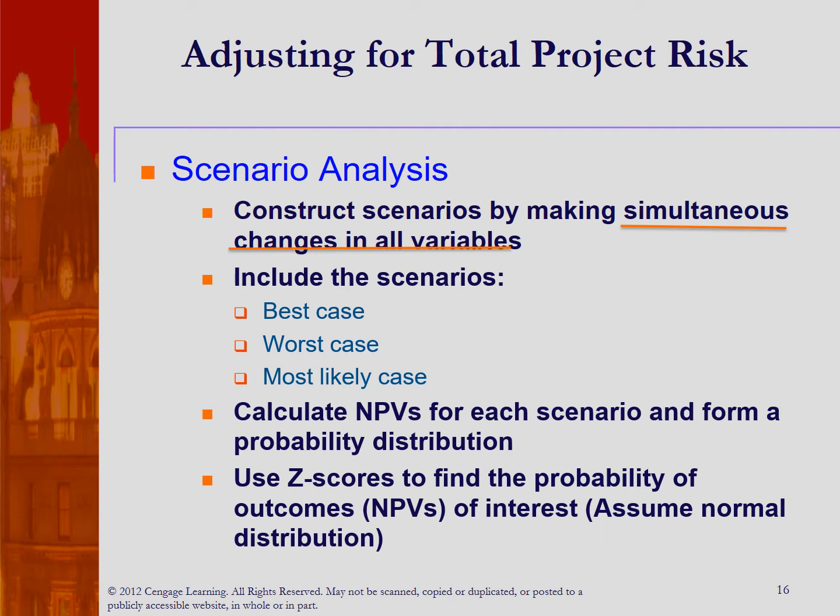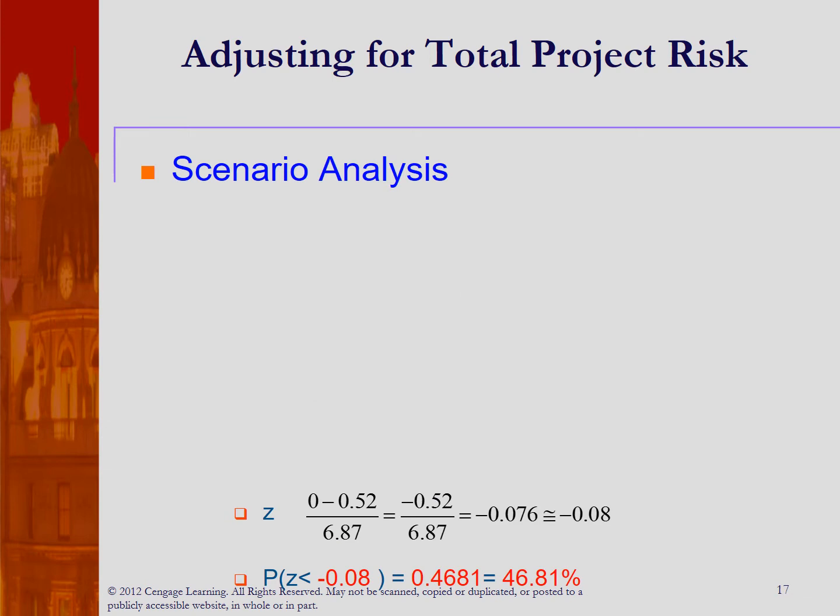Now, assuming the project's net present value is normally distributed, we can again use the z-score to calculate the probability of an outcome of interest. This slide provides a numerical example of the scenario analysis just discussed.